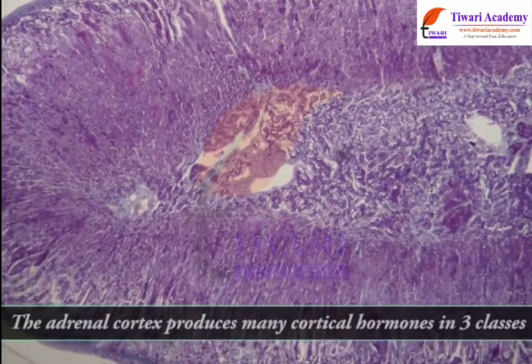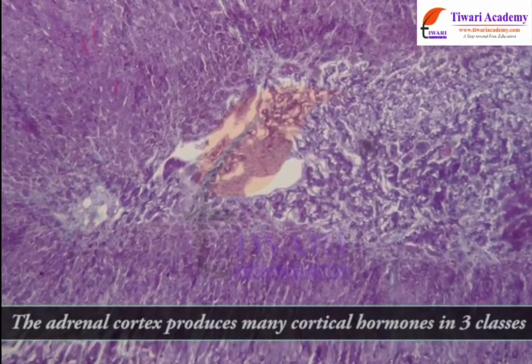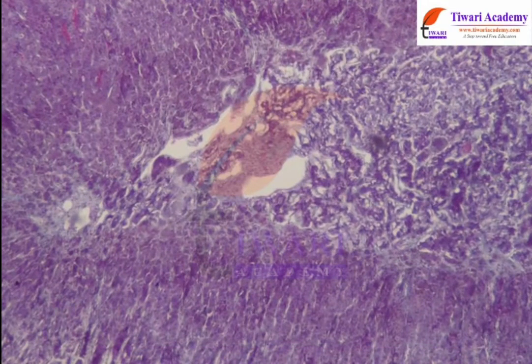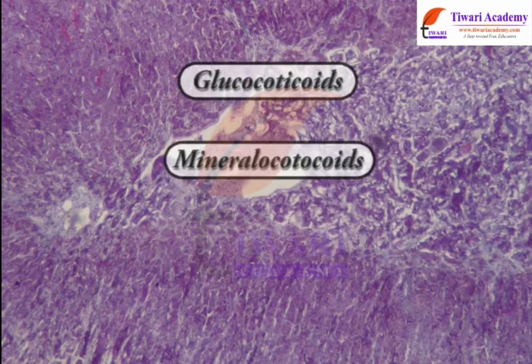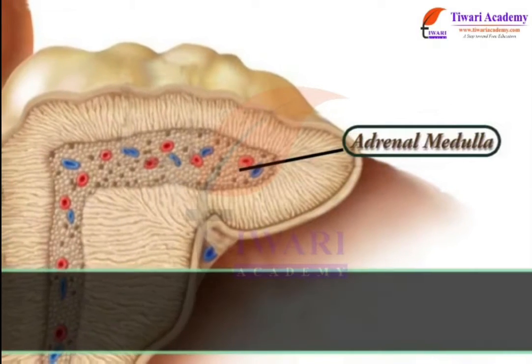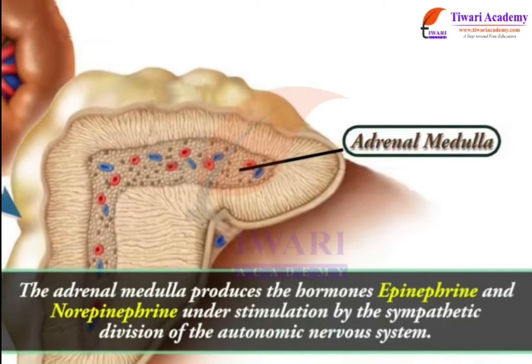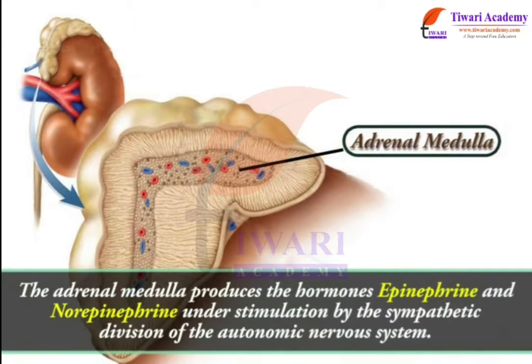The adrenal cortex produces many cortical hormones in three classes: glucocorticoids, mineralocorticoids, and androgens. The adrenal medulla produces the hormones epinephrine and norepinephrine under stimulation by the sympathetic division of the autonomic nervous system.